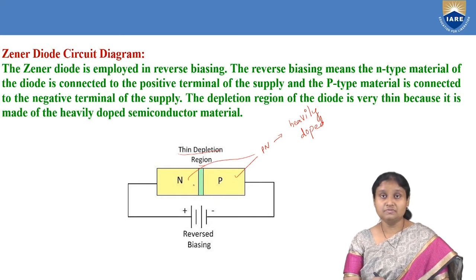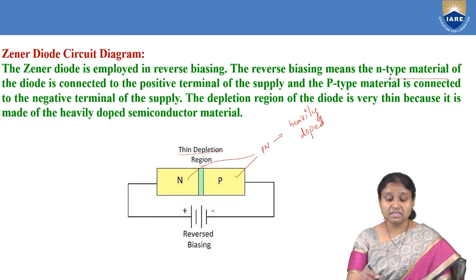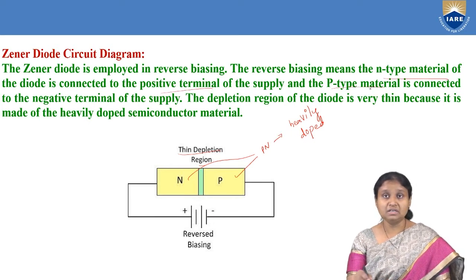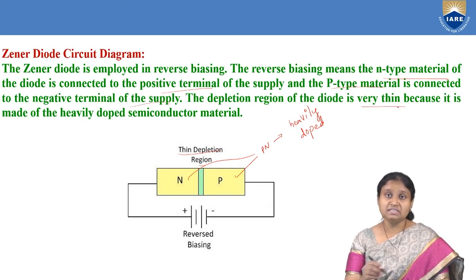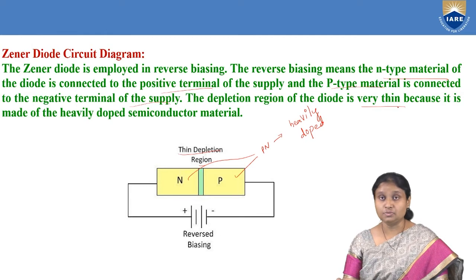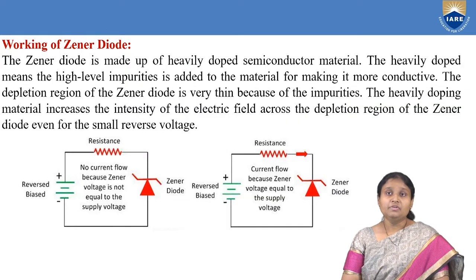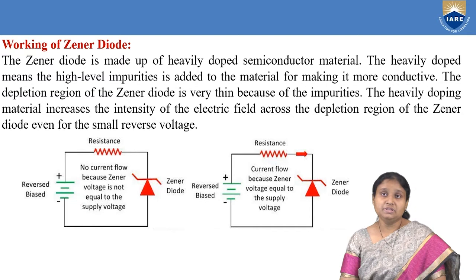Of course, as we told you, a Zener diode is a reverse bias diode. As you can see, when we form the circuit, the n-type of the PN junction is connected to opposite polarity. It is connected to the positive terminal of the battery. And the p-type of the heavily doped PN junction, or Zener diode, is connected to the negative terminal of the battery. So the n-type material is connected to the positive terminal, and the p-type material is connected to the negative terminal of the external power supply. Our depletion layer is very thin because it is very heavily doped. Now, we are going to see how the Zener diode is going to work.